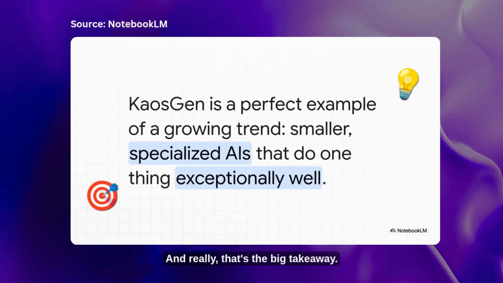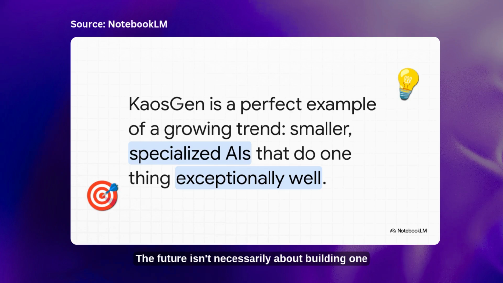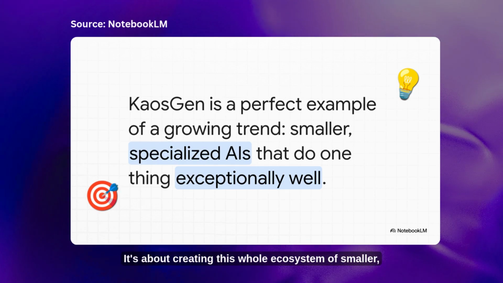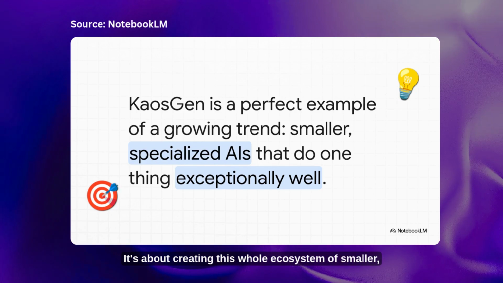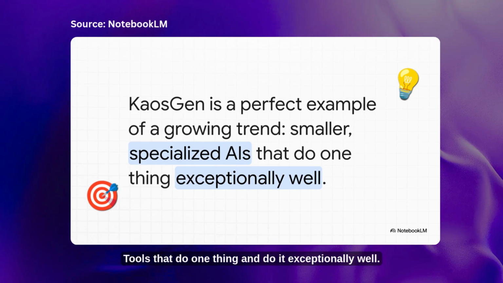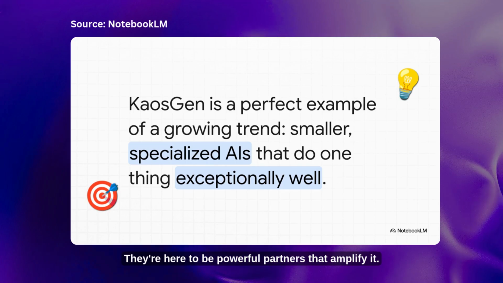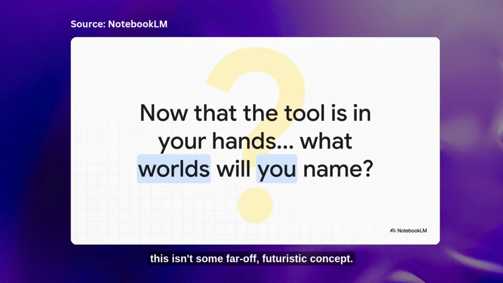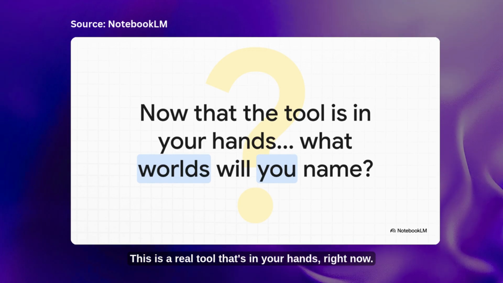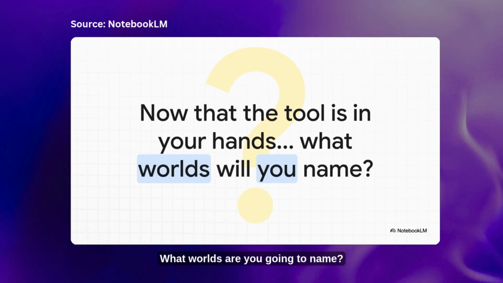And really, that's the big takeaway. KaosGen points to a huge shift in how we're thinking about AI. The future isn't necessarily about building one single giant model that does everything. It's about creating this whole ecosystem of smaller, super efficient AI artisans, tools that do one thing and do it exceptionally well. They're not here to replace human creativity. They're here to be powerful partners that amplify it. Look, this isn't some far-off, futuristic concept. This is a real tool that's in your hands right now. So really, there's only one question left to ask. What worlds are you going to name?